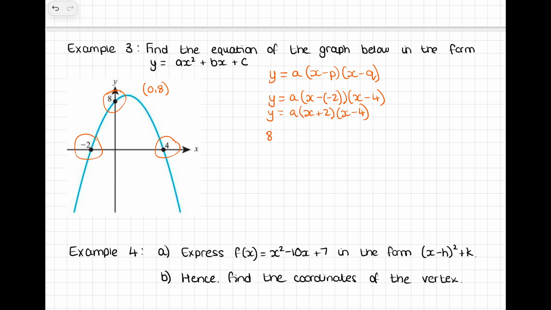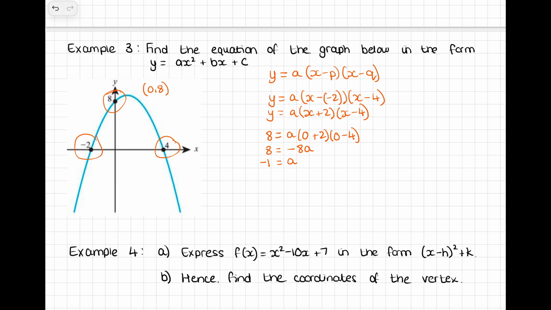So the y is 8, a we don't know, but x is 0 at that point. So in the brackets we'll have 0 plus 2, and then 0 minus 4. And we can figure this out. 2 times negative 4 will be negative 8a, and therefore a would equal negative 1.